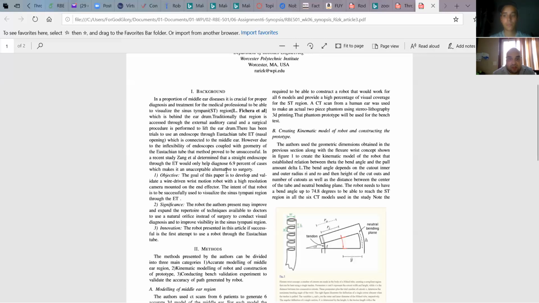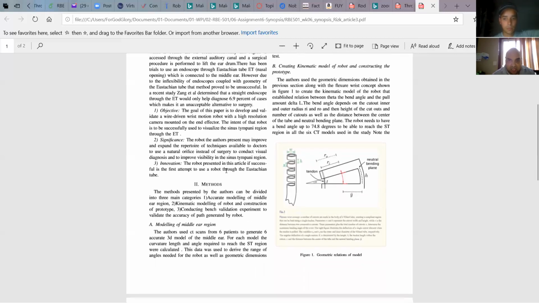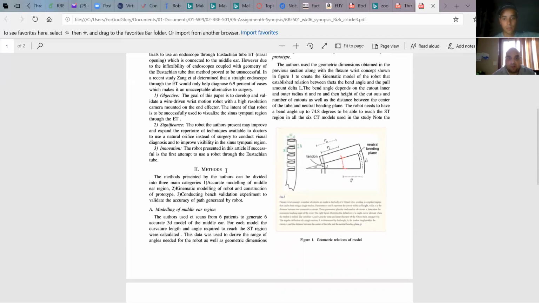The significance: the robot that the authors present may improve and expand the repertoire of techniques available to doctors to use a natural orifice instead of surgery to conduct visual diagnosis and to improve visibility in the sinus tympani region. The innovation of the robot presented in this article, if successful, is the first attempt to use a robot through the Eustachian tube. Basically, the innovation is that it has never been tried. That opening has not been used before to insert a robot inside there for that operation.